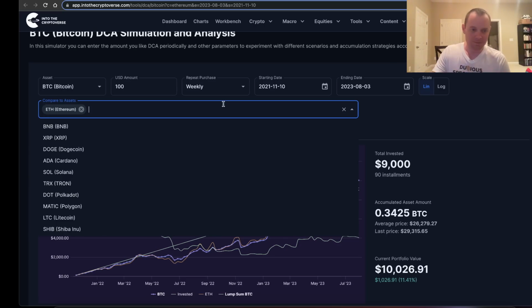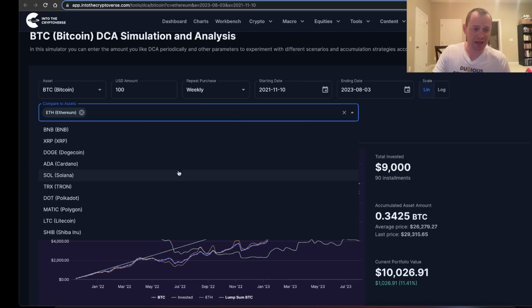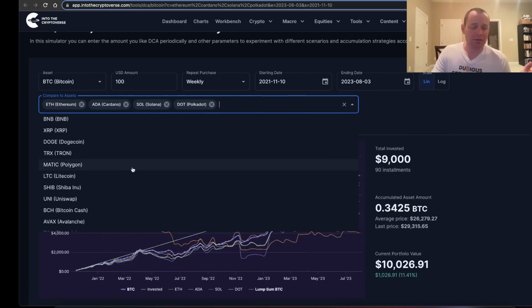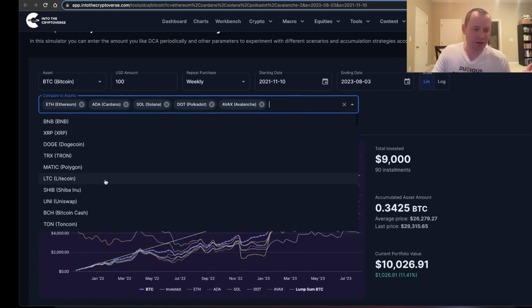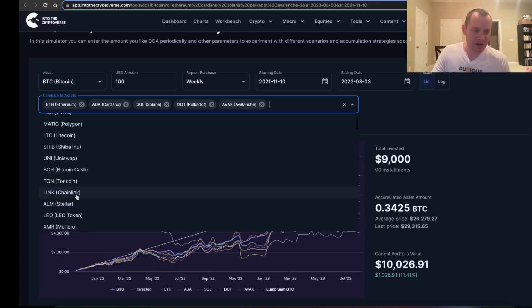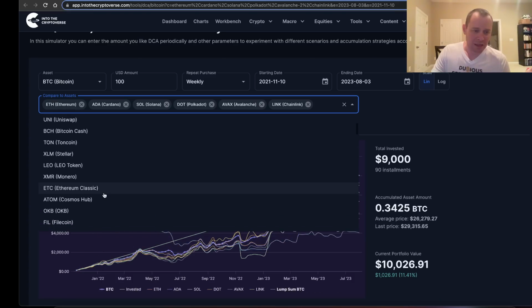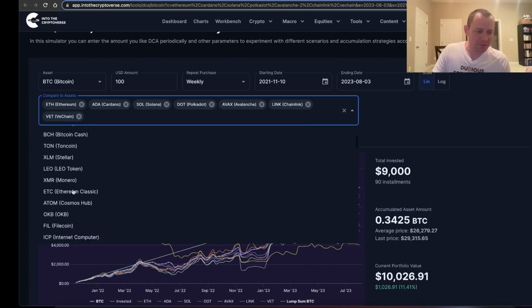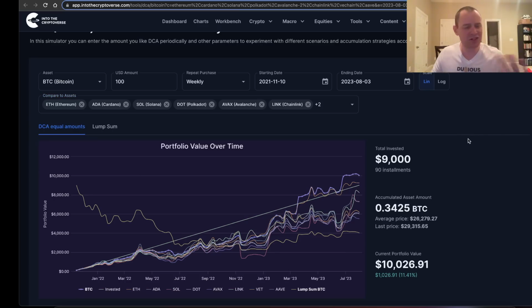So let's go through and pick some random ones. There's Cardano, we've got Solana, there's Polkadot. I'll pick a few others: Avalanche, Chainlink, which I know people are interested in. We can maybe pick some lower market cap cryptocurrencies as well, like VeChain, and Aave. Let's just start there and see how this would have performed.